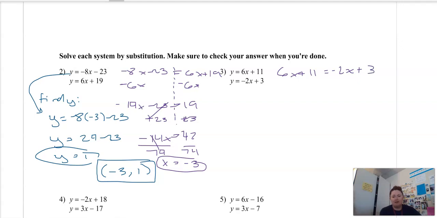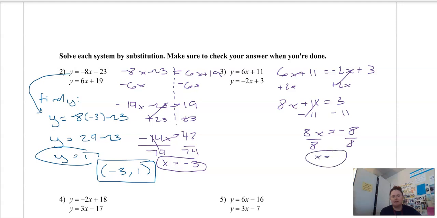Now I'm going to solve for x. Add 2x because that's a negative 2x. And then that's 8x plus 11 equals 3. Subtract 11 on both sides. Sorry, that's plus 11, so I have to subtract 11 on both sides of the equation. 8x equals negative 8. And whenever you have a number in front of x, you divide by that number. So x equals negative 1.